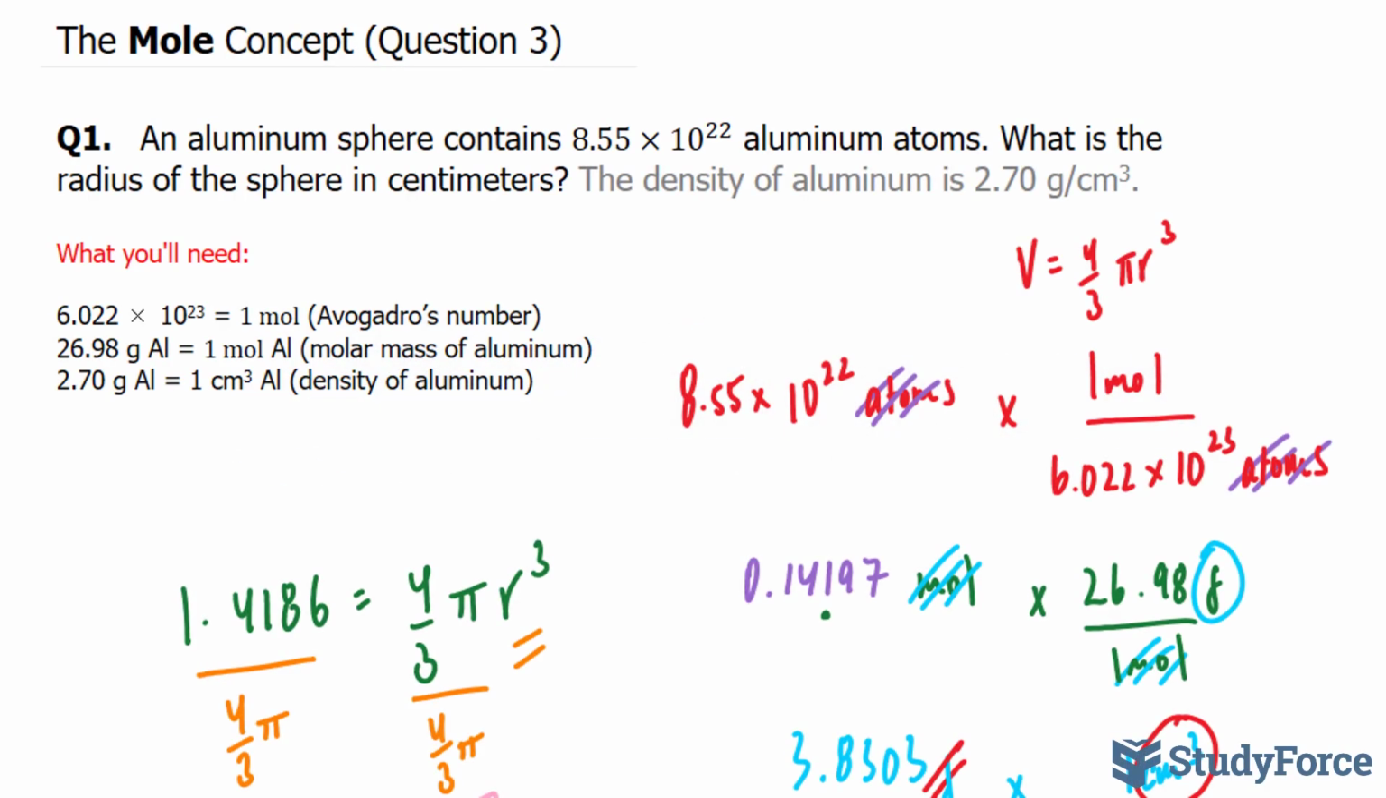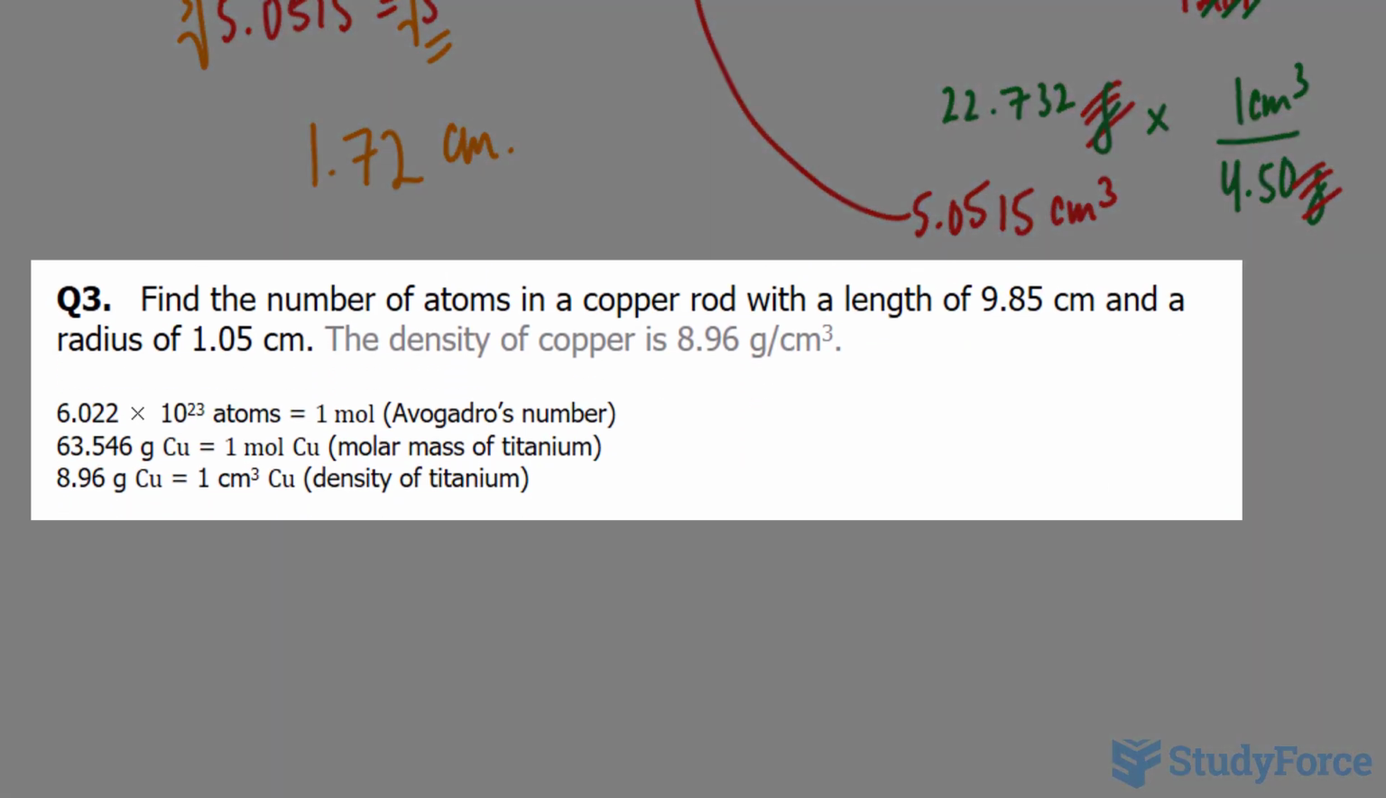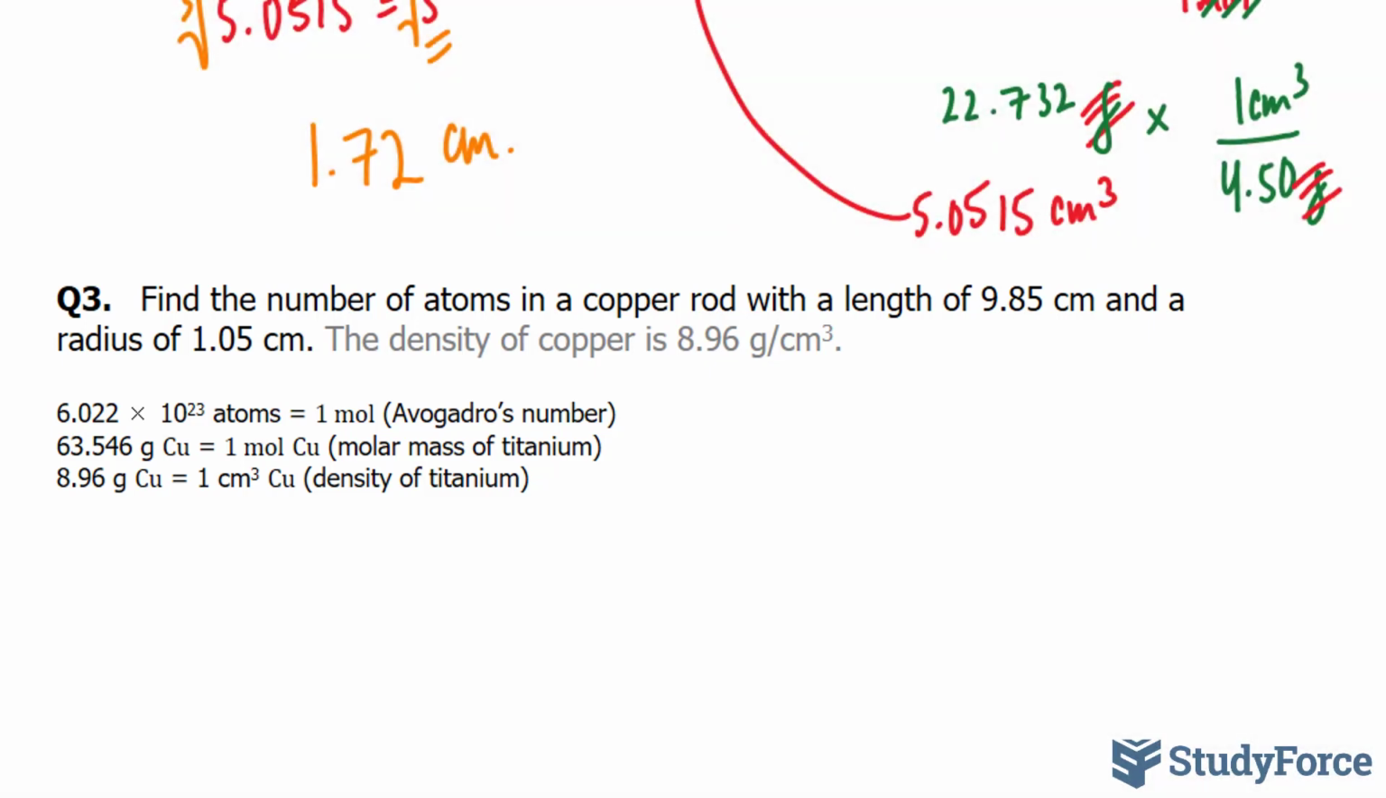In question 3 of this series, we are asked to find the number of atoms in a copper rod with a length of 9.85 centimeters and a radius of 1.05 centimeters. The density of copper is 8.96 grams per centimeter cubed.